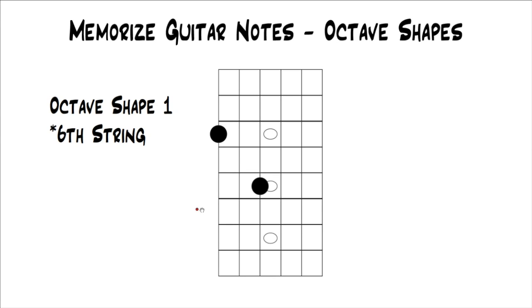So octave shape 1 starts with your lowest note on the 6th string. And the way you find the octave is to go up towards the body of your guitar 2 frets and then down towards the floor 2 strings. So we would go 1 fret, 2 fret, and then 1 string, 2 string, and that's where your octave would land. So these are both the same note but an octave apart. And technically what's shown on this diagram, these will both be G notes, but we're not looking at the actual note names right now.